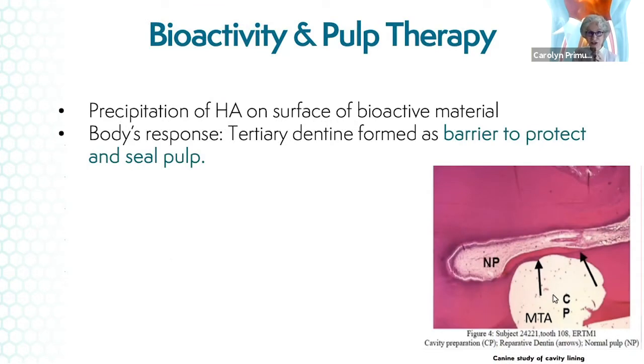So here's a histological section that I can show you where we had MTA that was closely approximated to a pulp. And then after a period of time, the MTA caused the pulp to react and form tertiary dentin. And we can see this in this histological photo that was taken about 60 days after the procedure was performed. And that tertiary dentin is, of course, a protective barrier to the pulp.